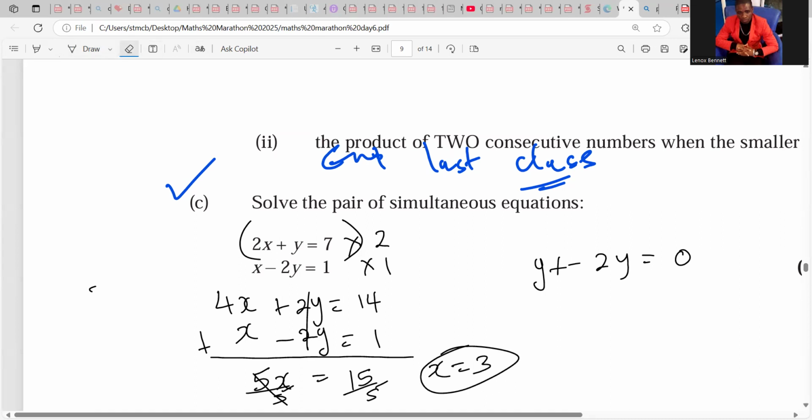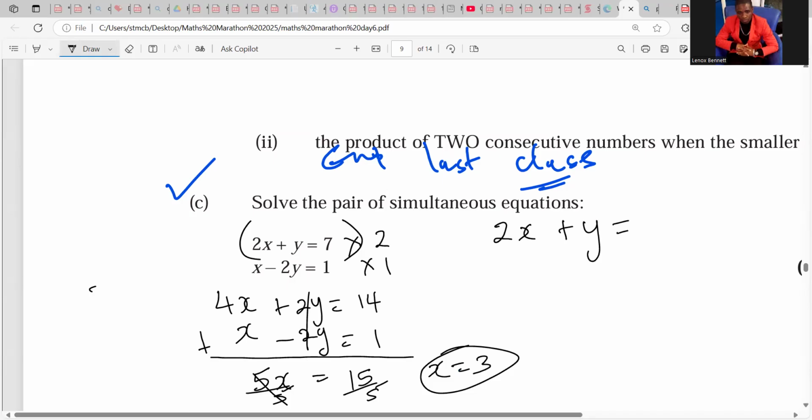Now that we know x is 3, we can substitute x in any one of the equations. I'm going to use the top one because there's no negative. I'm going to use the positive one. So this equals 7. We know the value of x is 3. So anywhere we see x, I'm going to substitute 3. And then we expand: 2 times 3 is 6, plus y equals 7.